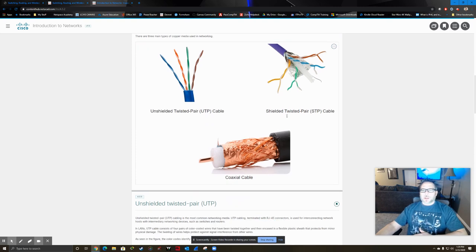So our different types of copper media, UTP, we've worked with quite a bit, four pairs, eight individual wires, they're all twisted. Shielded twisted pair, to be honest, it's not really used a whole lot. The difference being, we've got a dedicated ground connection, you can see right here, as well as this aluminum foil shielding.